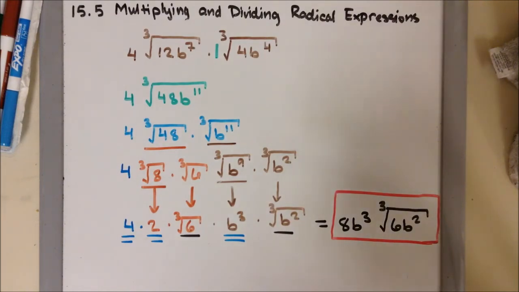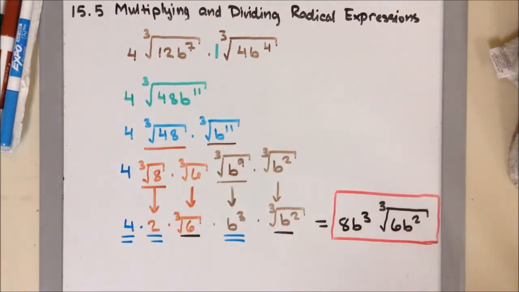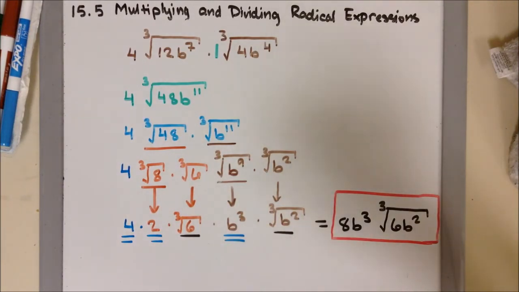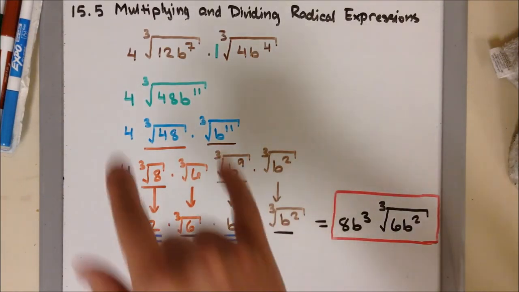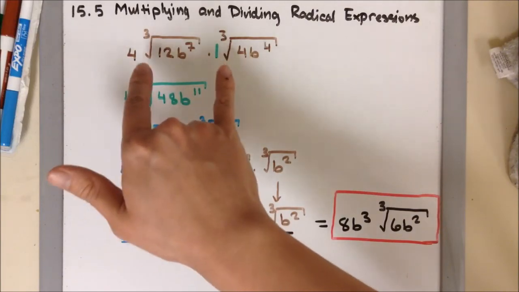And then, as a reminder, we can only multiply radicals if they have the same index. If not, then there is a certain procedure in order to change them, but make sure that they are the same index.